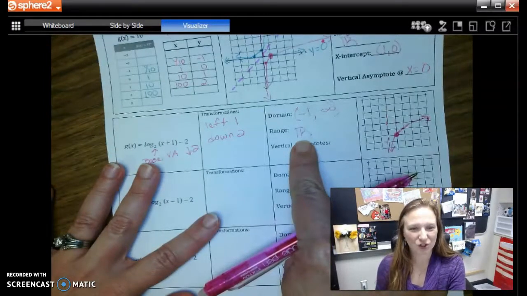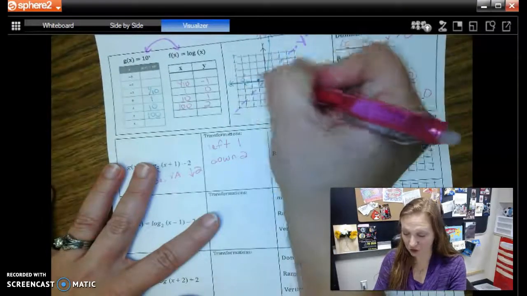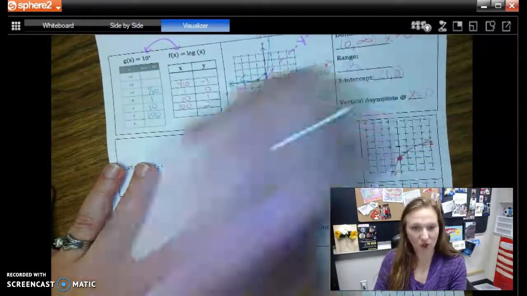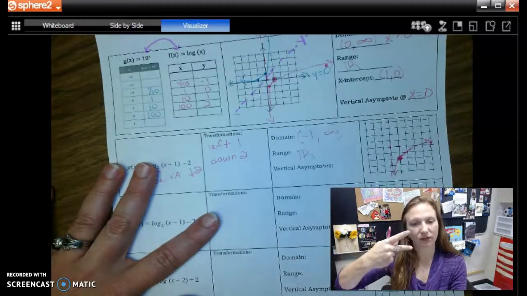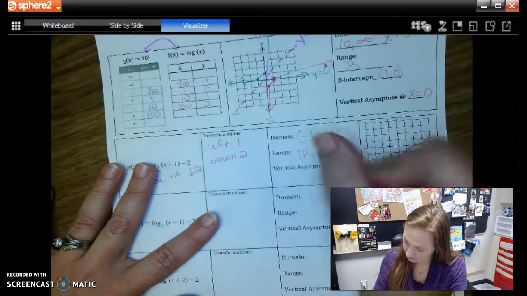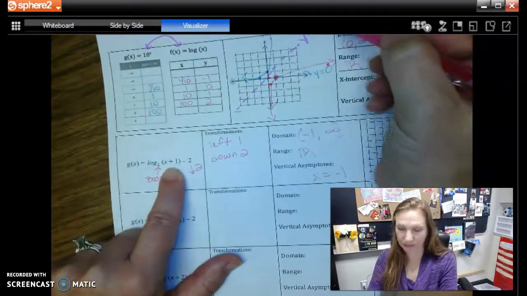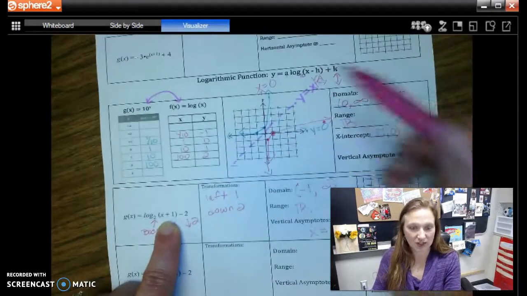Notice the range should always be all real numbers for log functions, just like the domain for the exponential will always be all real numbers. So those domain and ranges are exactly flip-flopped for these two functions. We have a vertical asymptote at x equals -1. Remember, it will always be based on what the h is in our equation.